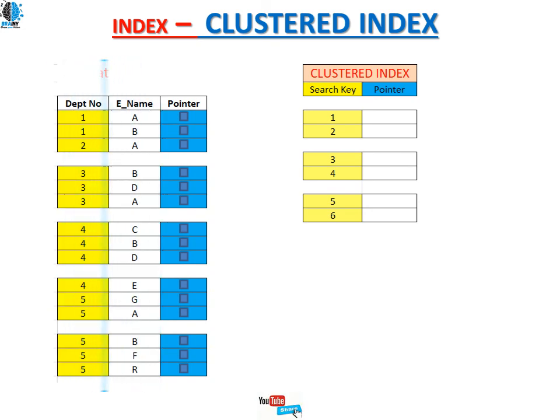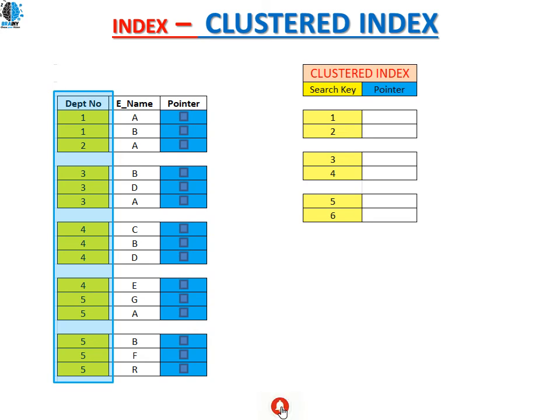So I will be taking department number. This is also one of the keys of different tables. So I am taking a department number as my search criteria here. So here I have different departments. To construct the cluster index, I'm going to take the unique values.